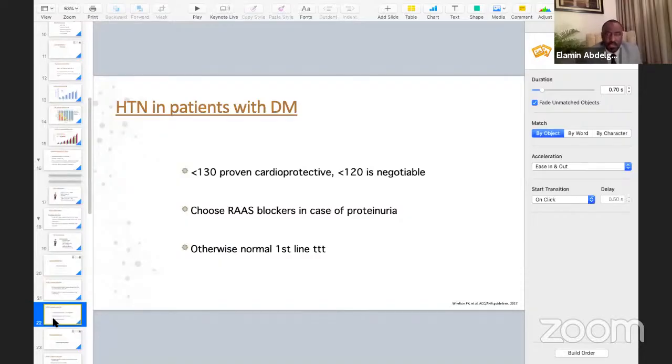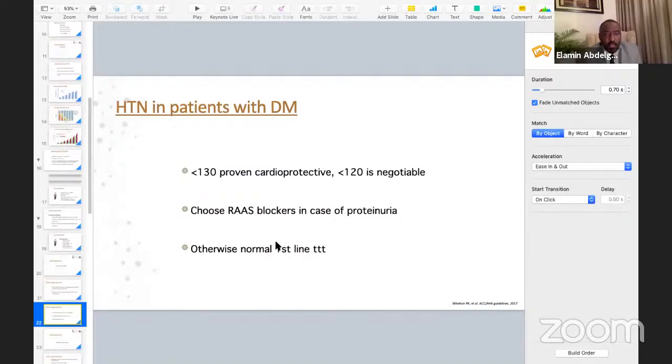It was just a post hoc analysis. And the SPRINT trial came and changed all the international guidelines. Unfortunately, there were not many people with diabetes in that trial. So they were either non-diabetic or patients with pre-diabetes. So we cannot extrapolate any information to this particular group.